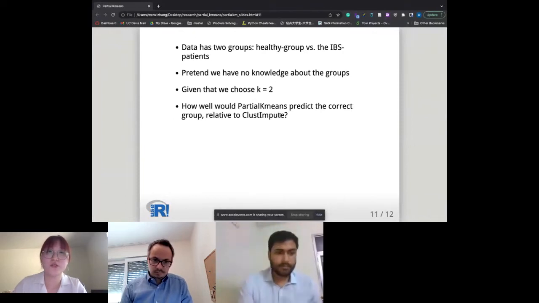So what we do with the dataset is that we take the complete dataset and we randomly remove a certain percentage of the data points in it, and we label them as missing. And next, we run the two packages separately.